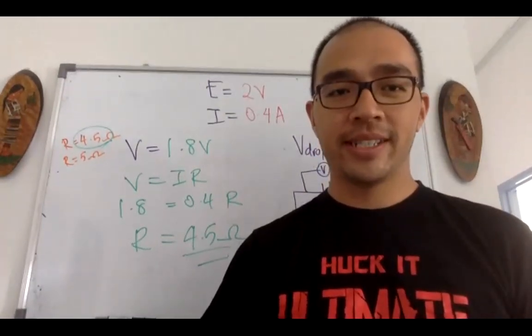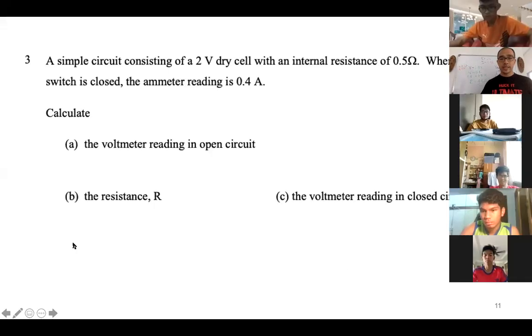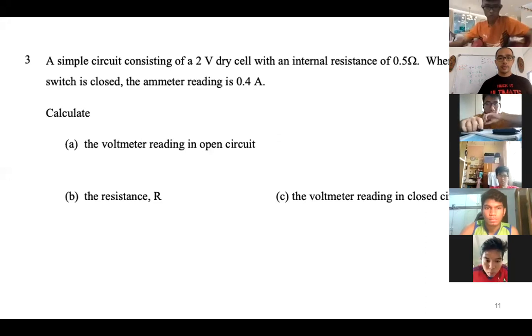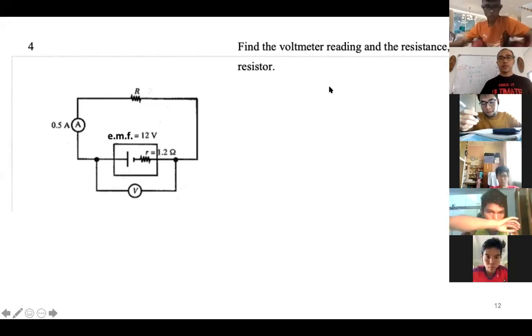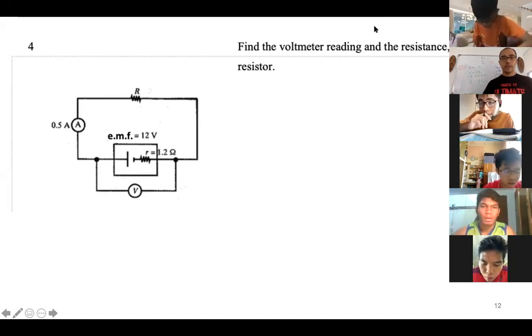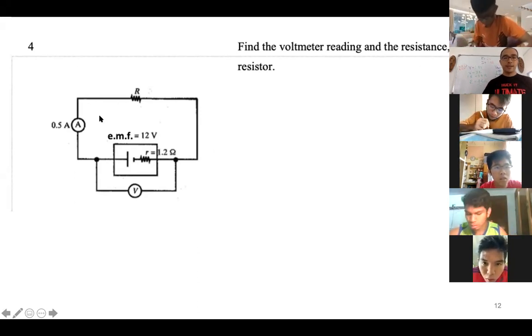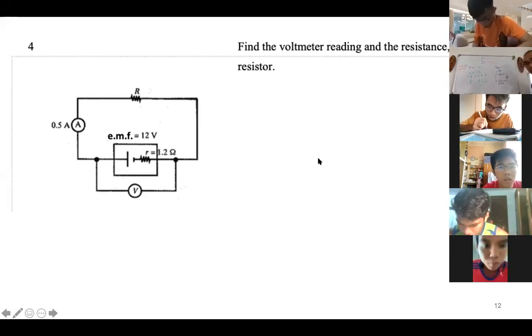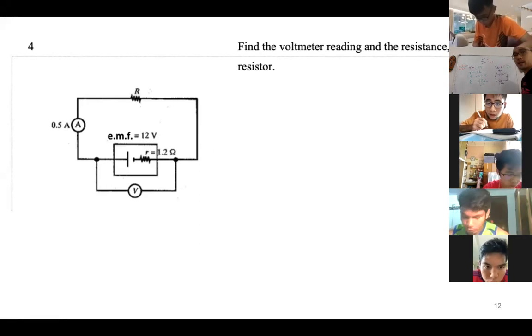All right, so, next question. Again, do the same thing. Fill up the table. This is the question. Look at the circuit. Look at the information given, and try to fill up. Don't worry about the question now. Fill up what you can fill up.